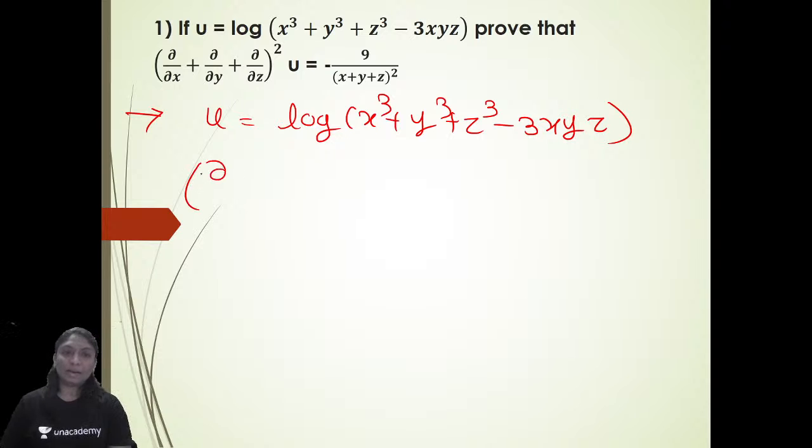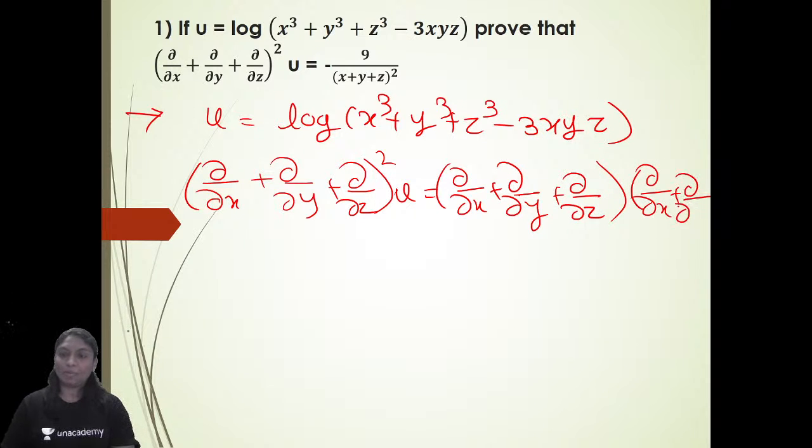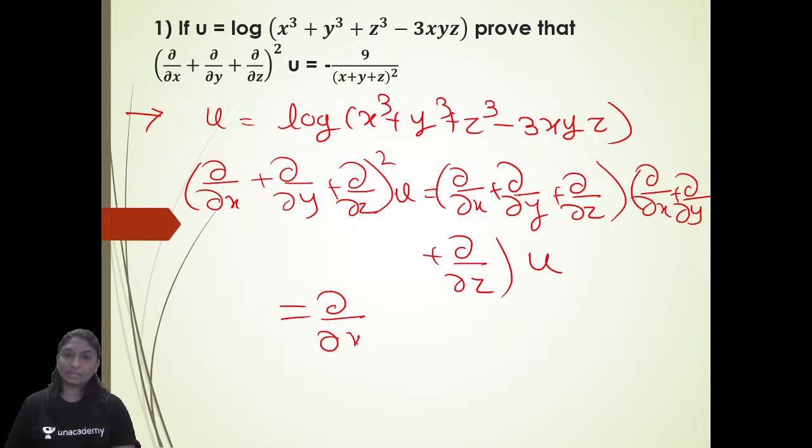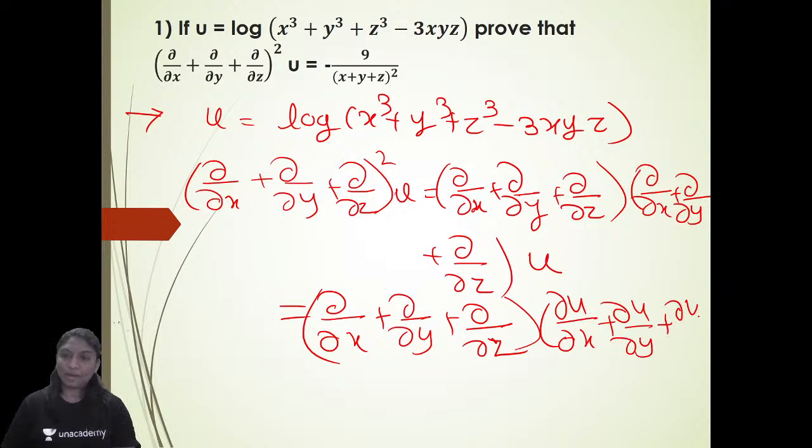So here, to prove that, instead of writing the square of (∂/∂x + ∂/∂y + ∂/∂z) operating on u, what we will use is (∂/∂x + ∂/∂y + ∂/∂z) into (∂/∂x + ∂/∂y + ∂/∂z) of u. Okay, so what we will do, you will get (∂/∂x + ∂/∂y + ∂/∂z) of (∂u/∂x + ∂u/∂y + ∂u/∂z).